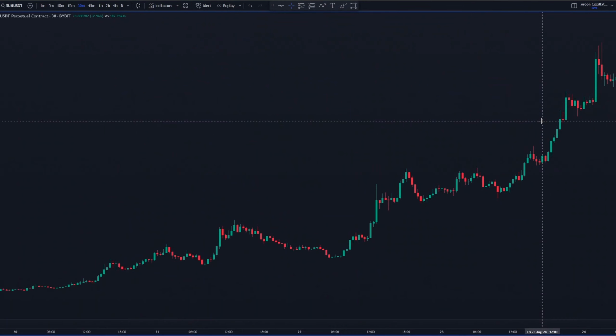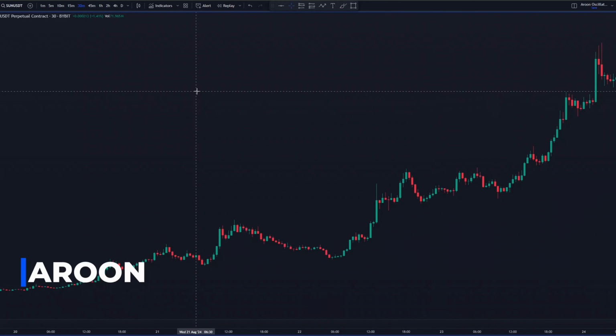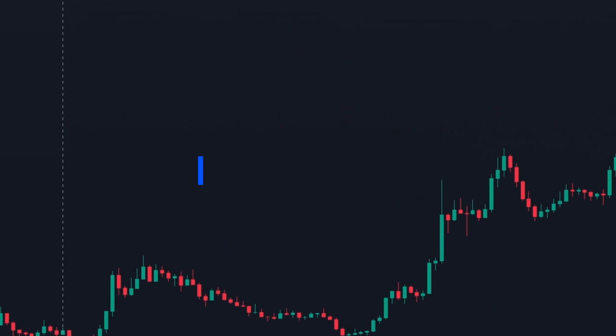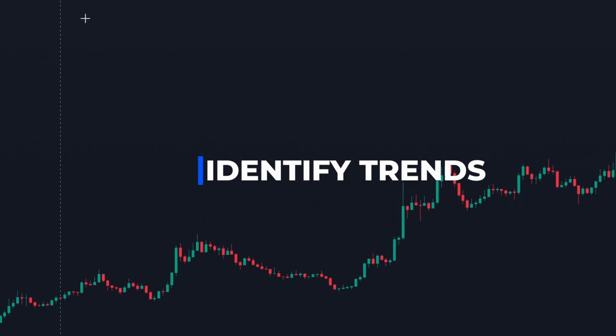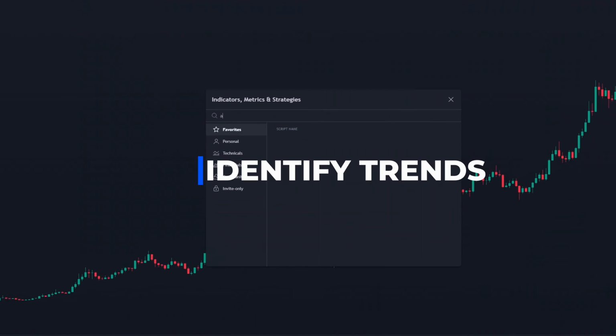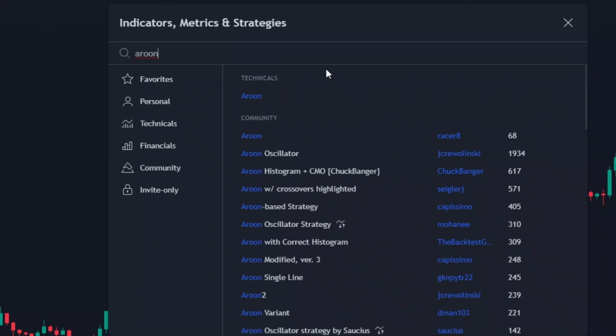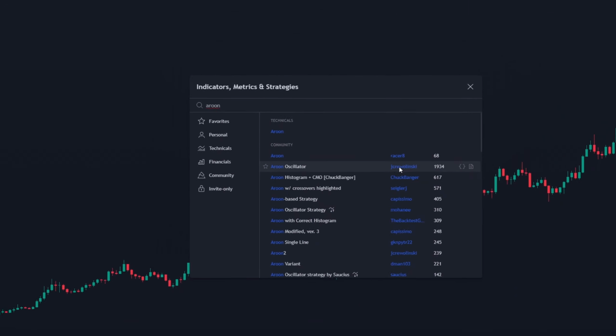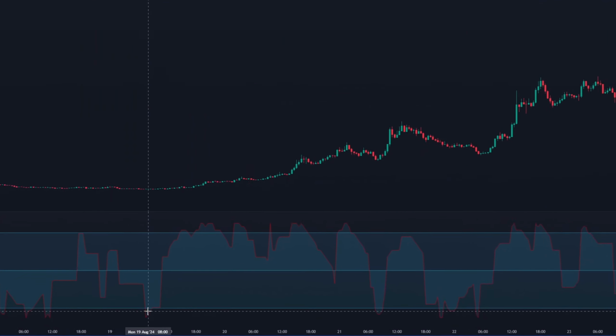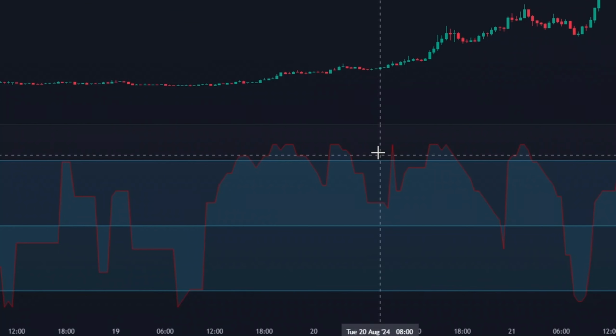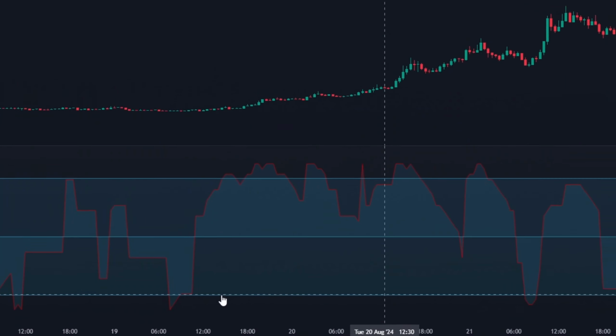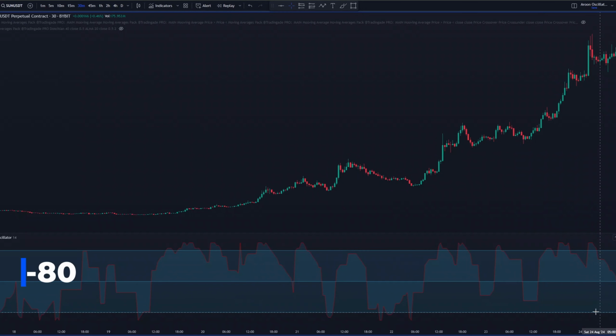Today we're gonna build a strategy based on the Aroon oscillator, a really powerful indicator that helps us identify the trends. In order to load it onto the chart, open the indicator section and type Aroon. Here there is the TradingView built-in indicator, but we will use a modified version of it, which is this one, the Aroon oscillator. Like many oscillators, we have two bands, the lower band and the upper band, and the line that ranges between these two limits. The lower band is at -80 and the upper band is at 80 level.